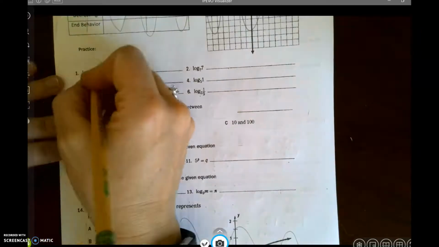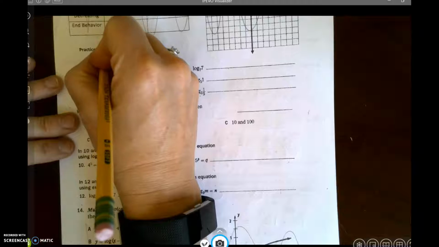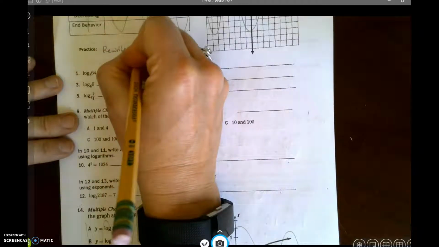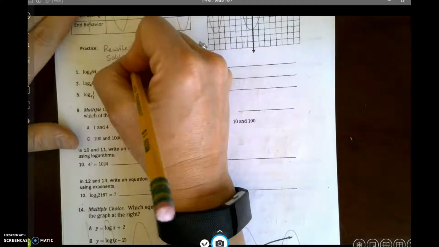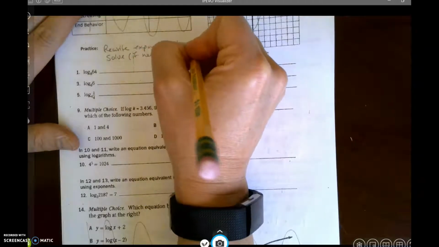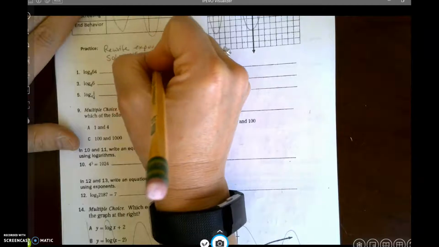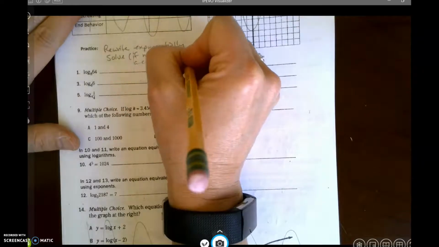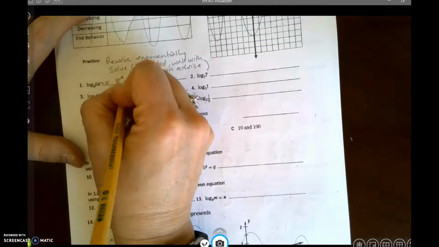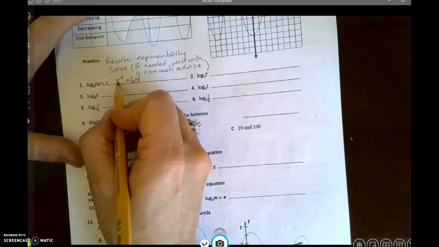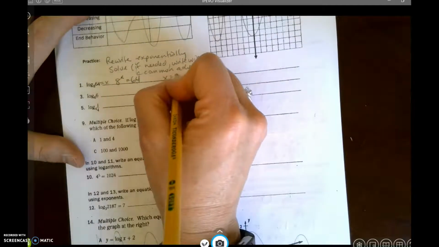Right, so on this first one, I'm going to rewrite. I always rewrite exponentially, and then I solve. It's kind of my method. If needed, write with a common base. It's just some advice from me to you as far as how you need to think through it. So I'm going to say 8 to the x equals 64. Well, I know 8 squared is 64, so x is 2.